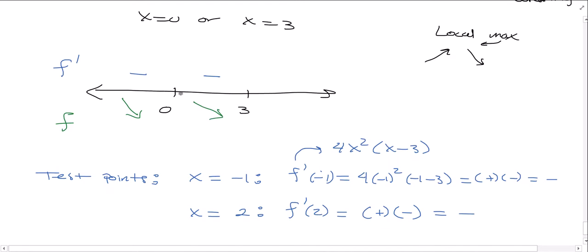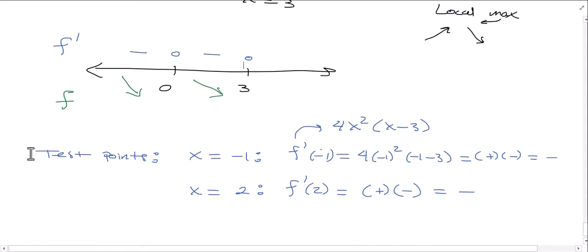It's interesting. What is going on here at 0? Notice that at both of these points the derivative is 0. Let's pick another test point between 3 and infinity. Let's say x equals 4. So f prime of 4 is going to be, this is always positive, so positive, and then 4 minus 3 is now positive. So positive times positive is positive.